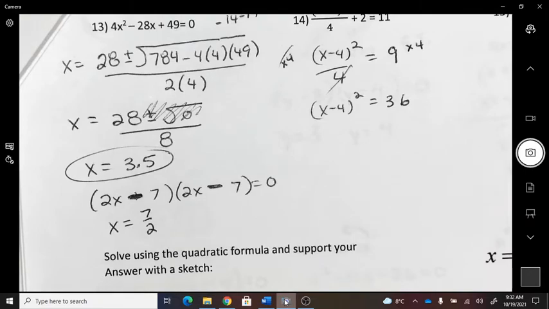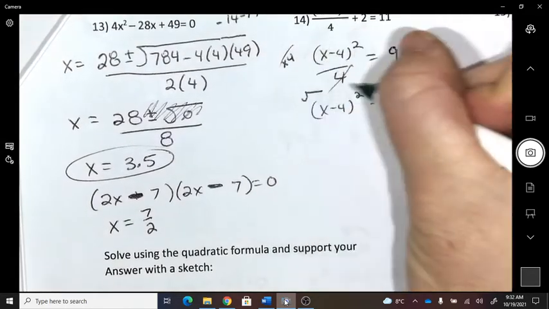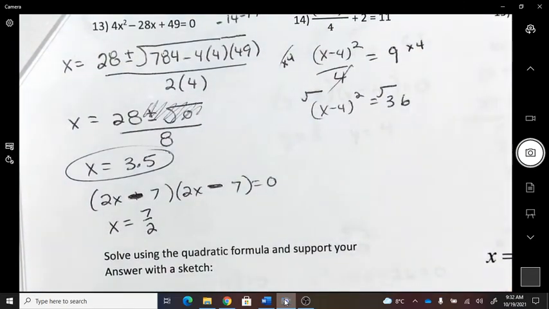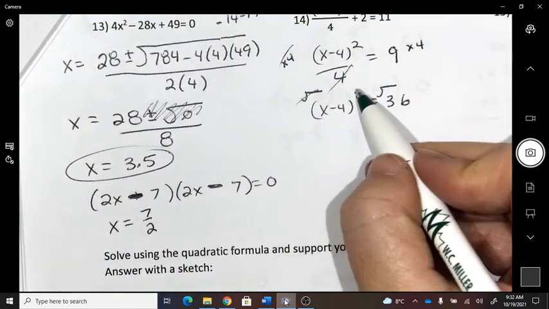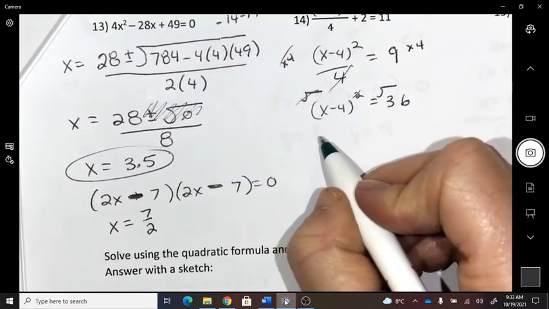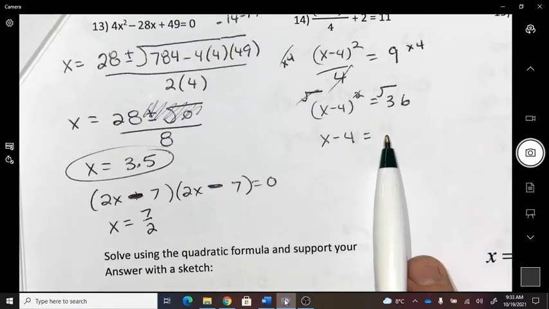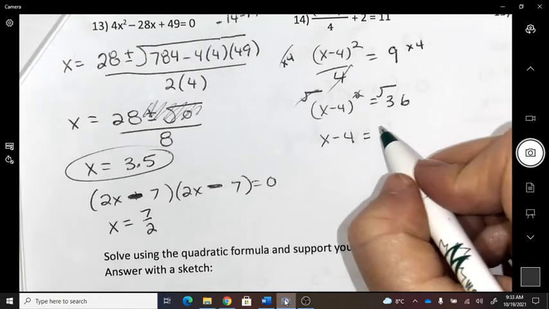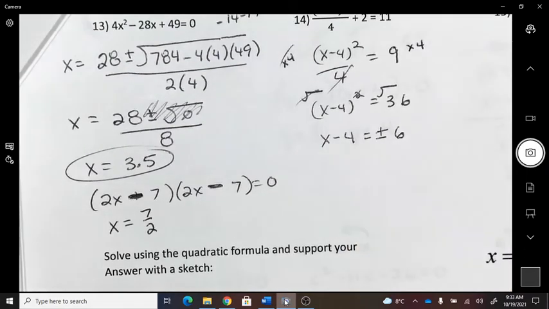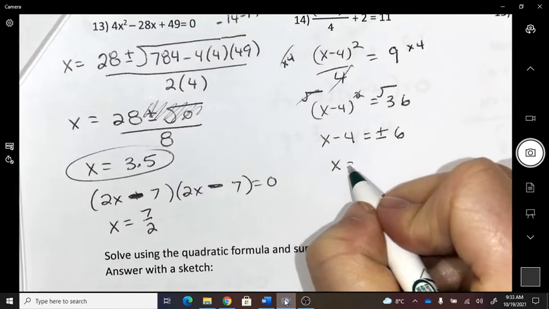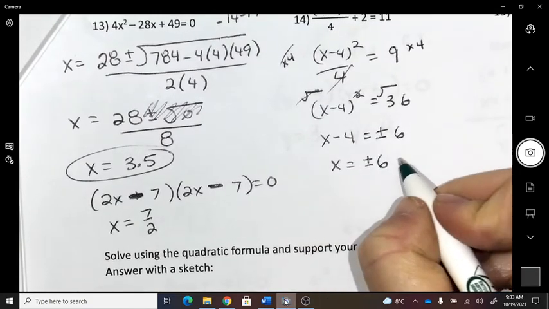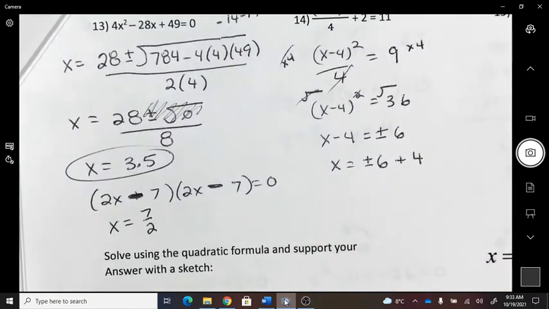This looks very similar to the complete the square kind of idea. I square root. The square gets rid of the square root, or vice versa. So just x minus 4. What do I put here, though? Positive or negative 6, right? This is completing the square, what it would look like by the end. So x equals positive or negative 6 plus 4.